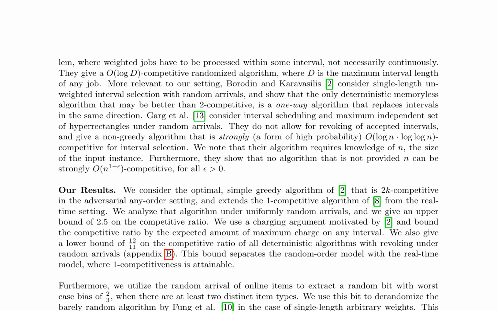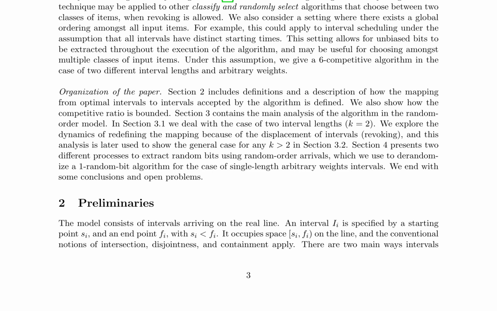The paper also explores the extraction of random bits with worst-case bias of 2/3 when there are at least 2 distinct item types, utilizing the random arrival of online items. This technique can be applied to other classify and randomly select algorithms that choose between 2 classes of items, when revoking is allowed. Furthermore, the authors consider a setting where there exists a global ordering amongst all input items, allowing for unbiased bits to be extracted throughout the execution of the algorithm. Under this assumption, they give a 6 competitive algorithm in the case of 2 different interval lengths and arbitrary weights.